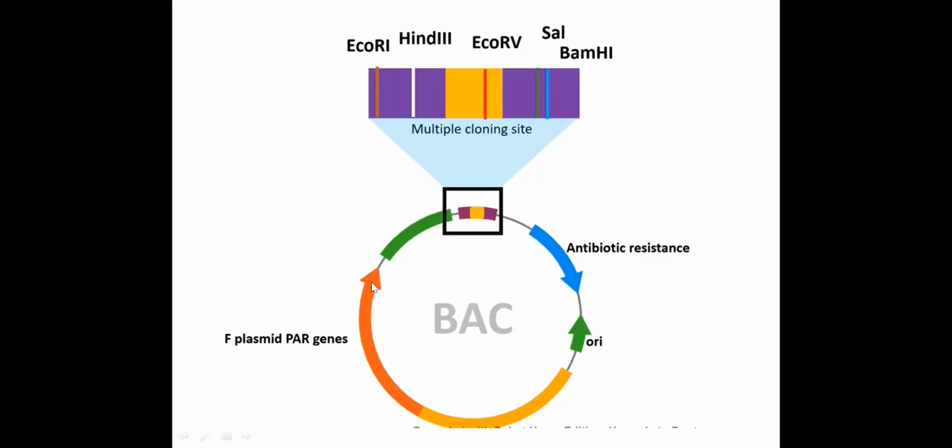Okay, and then this is the PAR gene. The PAR gene helps in the equal segregation of large bacterial artificial chromosomes into the daughter cell, and this multiple cloning site has the restriction site for several restriction enzymes, and it also has a selectable marker like LacZ.